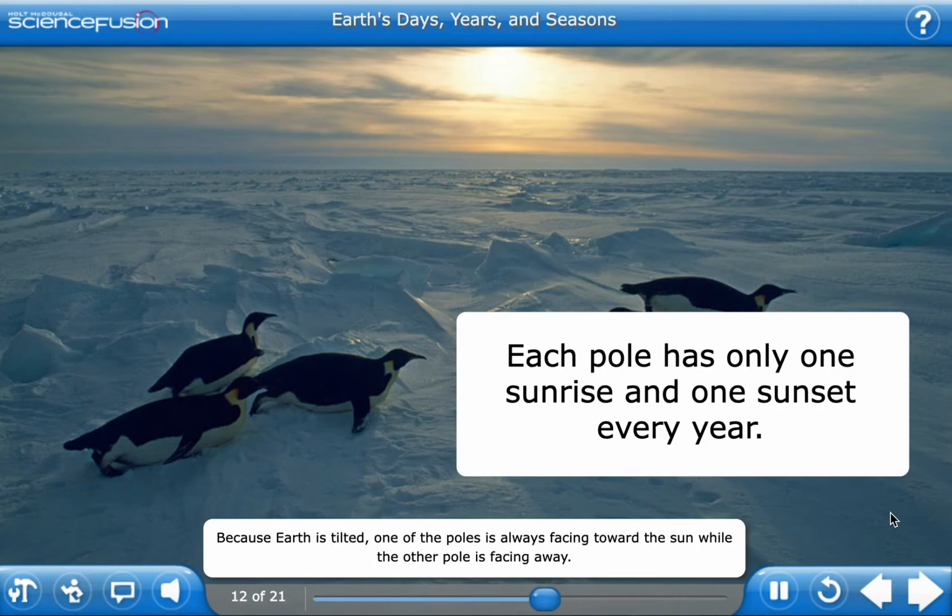Because Earth is tilted, one of the poles is always facing toward the sun, while the other pole is facing away. During the year, the position of Earth's tilt changes as Earth revolves around the sun. When the pole that was in the dark moves into sunlight, the other pole goes dark.